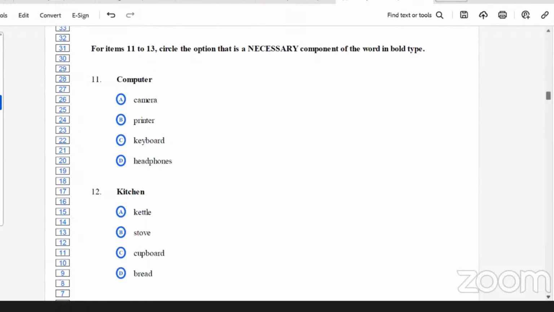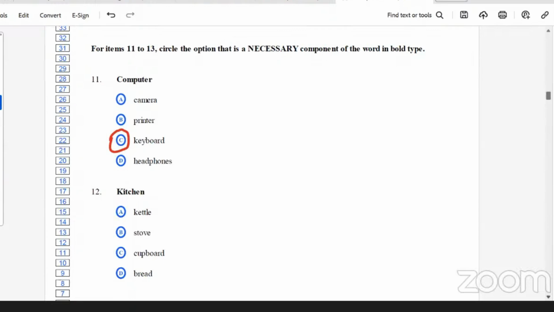Okay, so for items 11 to 13, you're going to circle the option that is a necessary component of the word in bold type. All right, so for the computer, we have a camera, printer, keyboard, headphones. What's a necessary component of the computer? All right, we don't necessarily need a camera for a computer. We don't necessarily need a printer. We don't even need headphones, but we definitely need a keyboard so we can type what we need to on the information that we want.